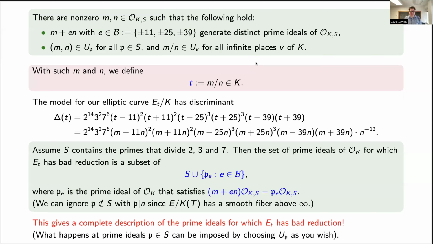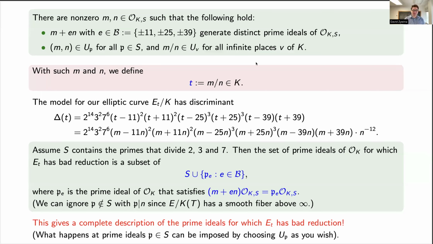And so that's really what this rigmarole is. I'm choosing t in such a way that I have specializations for which I understand exactly what the bad primes are. I know what the bad primes are. And if I know what the bad primes are, then I have a chance of actually computing Selmer groups. And what happens at the primes in S? Well, you can choose the sets U_p and impose whatever conditions you want. So kind of up to you.